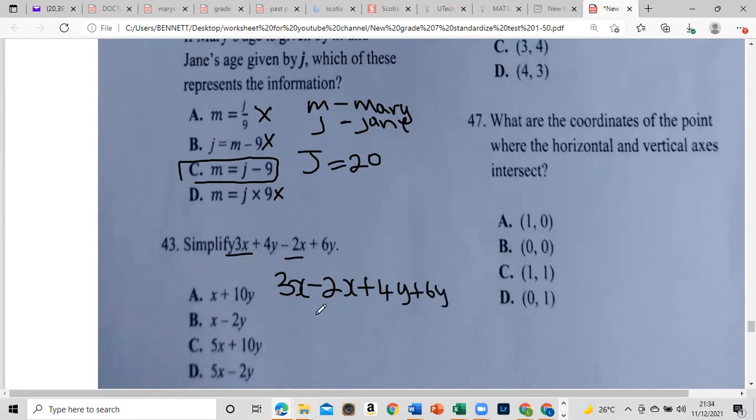So this will give us x plus 10y. See if we find that option. That is option E.